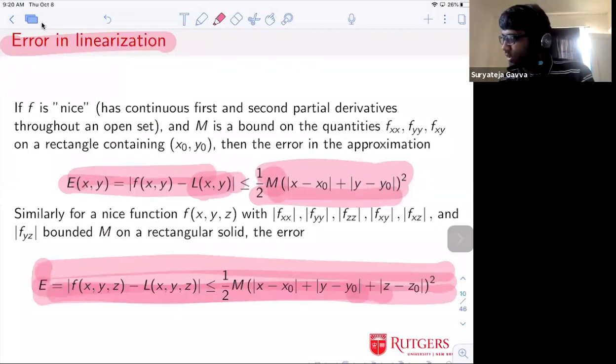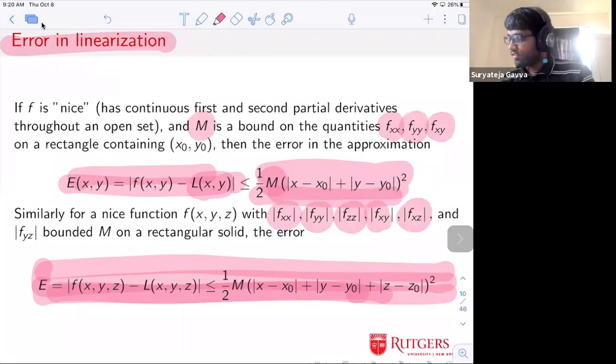The M is nothing but you compute these second derivatives, fxx, fyy, and fxy, and you take a bound on those quantities. That is M. Similarly, in the 3 variable case, you compute all these second derivatives, fxx, fyy, fzz, fxy, fxz, and fyz, and compute a bound on all these quantities, and that will be M. Once you know this M, you'll be able to find a bound on the error. So this is the error in the linearization.